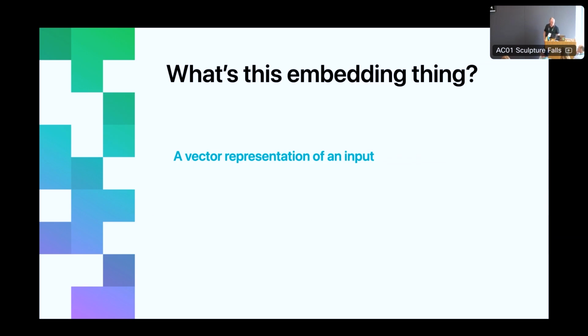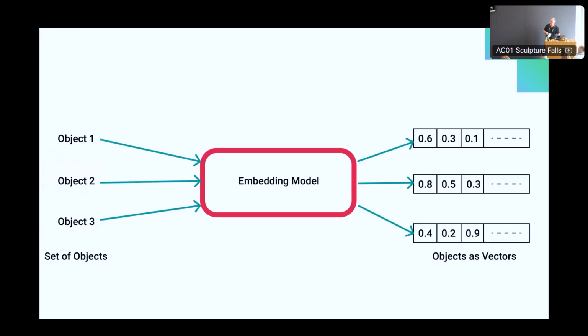So what's an embedding? Basically, you keep hearing about embeddings. An embedding is a vector representation of an input, where we have an input, which could be text, so in this case object. We pass it into an embedding model, and it returns basically a vector of numbers. And this vector of numbers represents, according to the model, the semantic meaning of the input text. Now the outputs will vary depending on which model you're using.